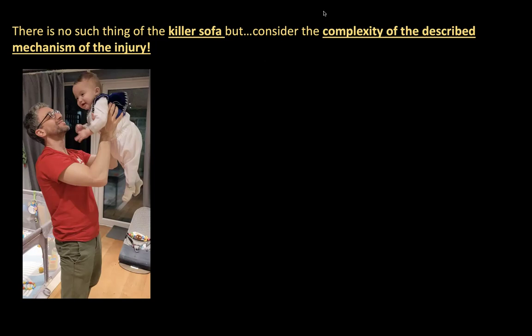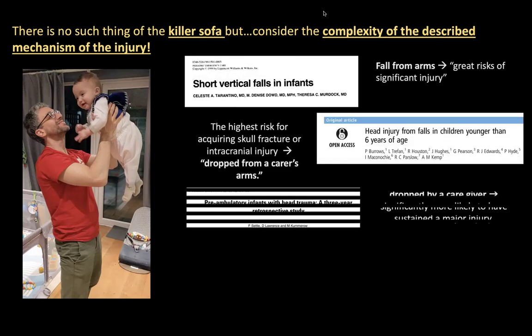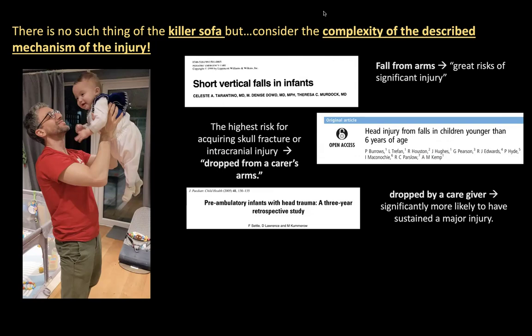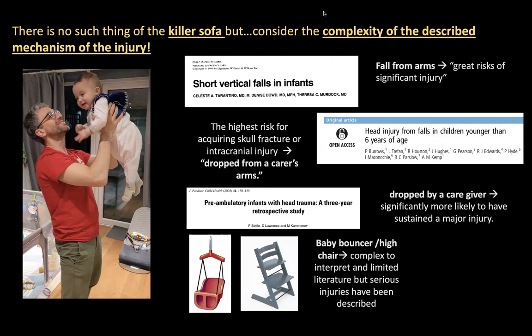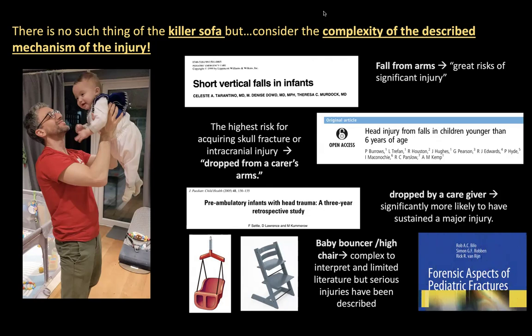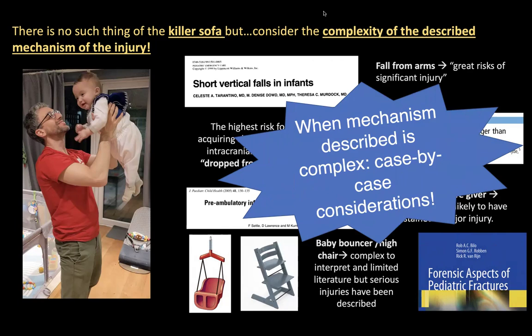But then again, if a child falls on a concrete floor from a relevant height, not from a sofa, well, you read the literature and all the papers available, they say there is a higher risk of skull fracture, intracranial hemorrhages, retinal hemorrhages, and so on. So again, there is no such thing as a killer sofa, but you need to consider the complexity of the mechanism of injury. The same applies to baby bouncers and high chairs. We have very little literature, and this is a very amazing book, a bit old, but very good, that basically says the complexity of a fall may simulate what we see in shaken baby. So what I learned from my studies on the topic is that when the mechanism described is complex, you need case-by-case consideration.